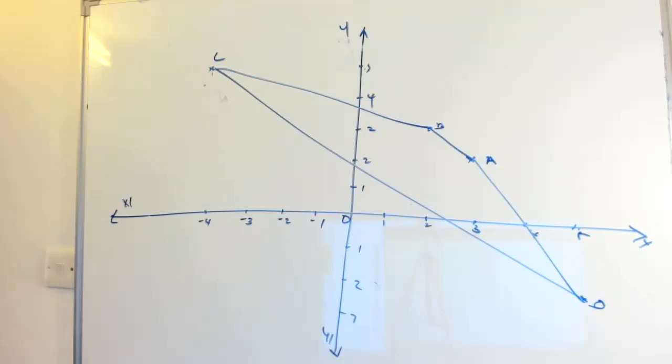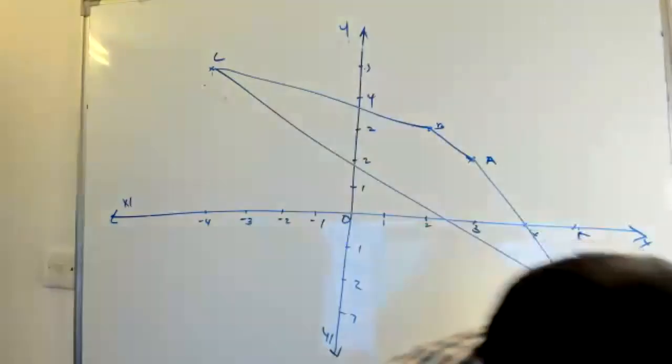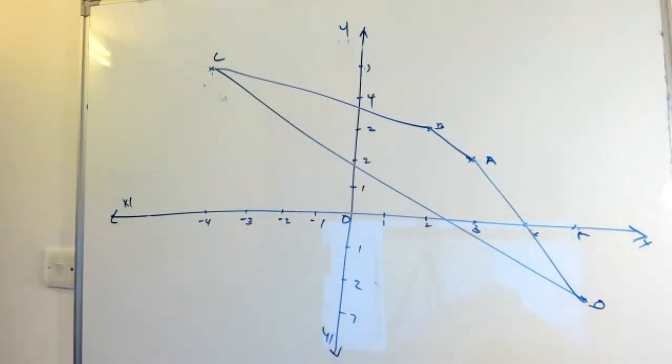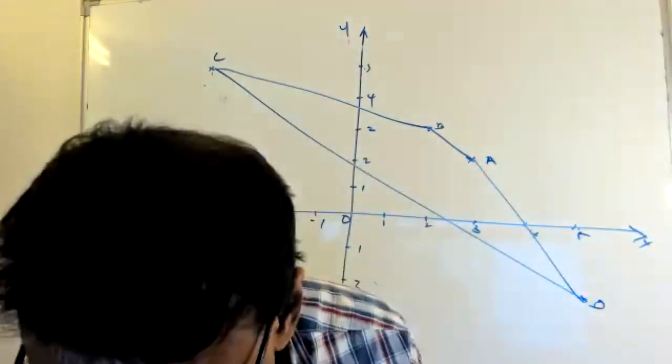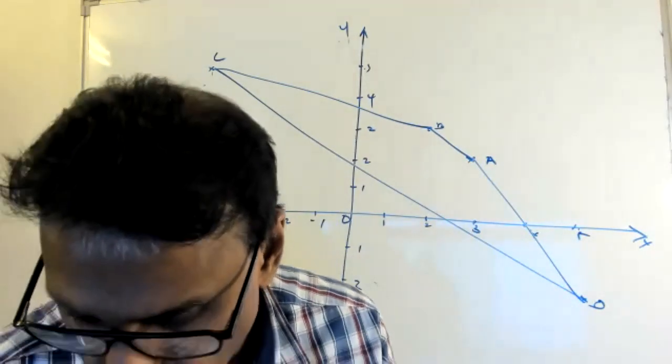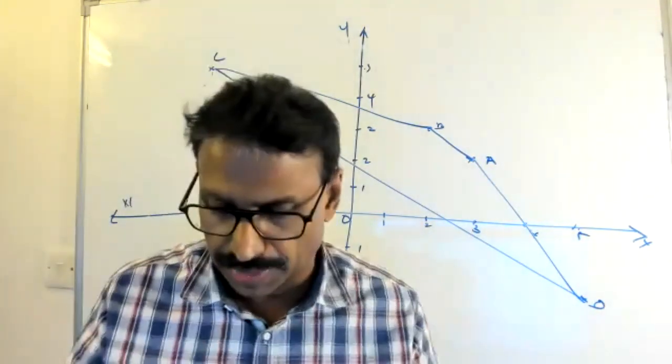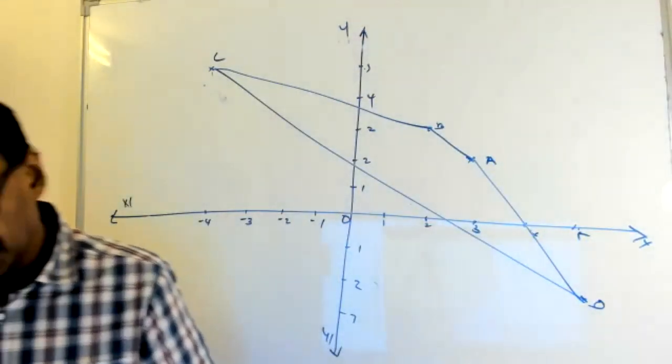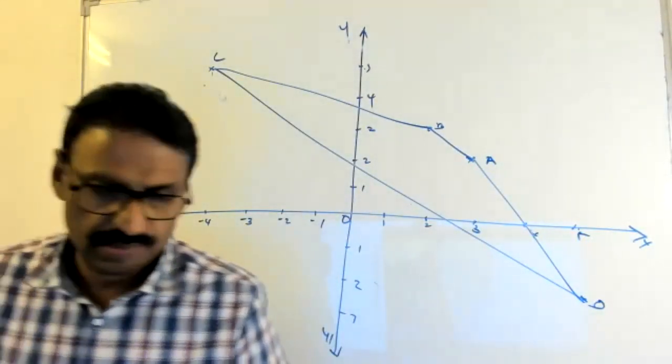Sir, what did you say for the coordinates of D, sir? Hello. What is the doubt? Sir, coordinates of D. A is 3, 2. B is 2, 3. C is -4, 5. D is 5, -3. Clear or not?